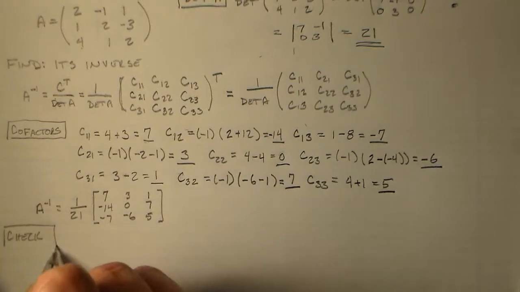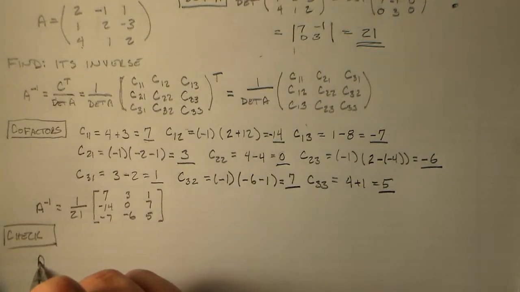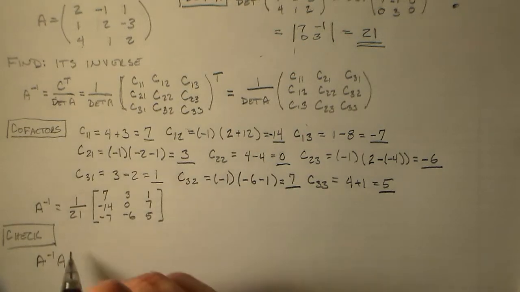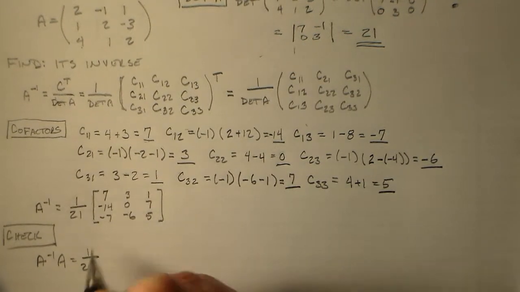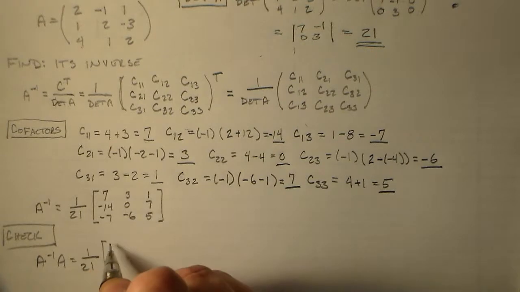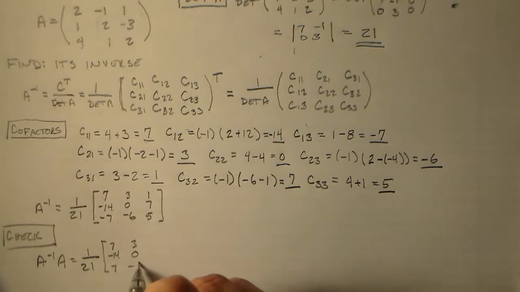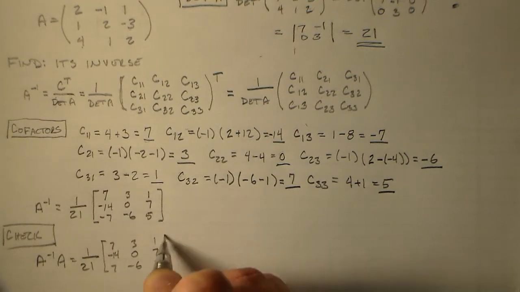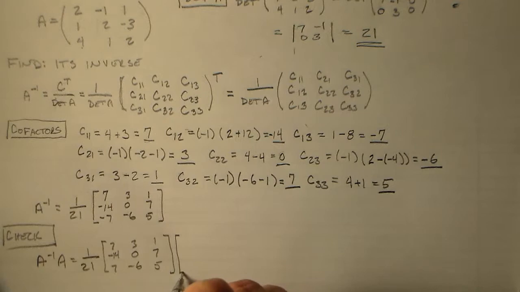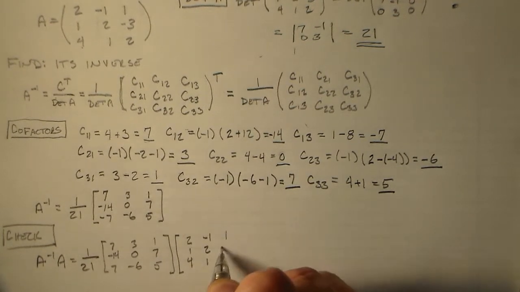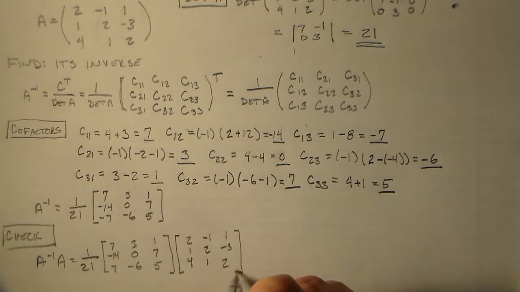Right? And inverses are really easy to check because A to the minus 1 times A has to equal the identity matrix. If it does not equal the identity matrix, we're in trouble. So we have 1 over 21, 7 minus 14, 7, 3, 0 minus 6, 1, 7, 5. Multiply that by 2, 1, 4, minus 1, 2, 1, 1 minus 3, 2. And we get whatever it is we want to get, right?